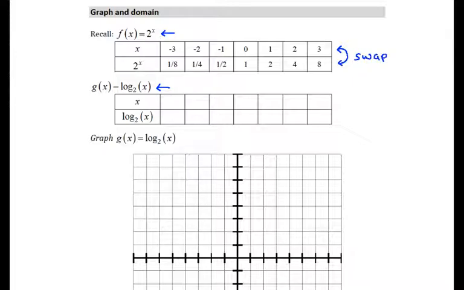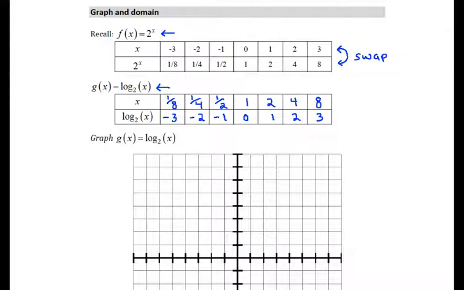So swapping these rows gets me the values that were x values that were inputs to the exponential are now outputs of the log function. So -3, -2, -1, 0, 1, 2, and 3. And the values that were outputs of the exponential function are now inputs to the log function. So 1/8, 1/4, 1/2, 1, 2, 4, and 8.